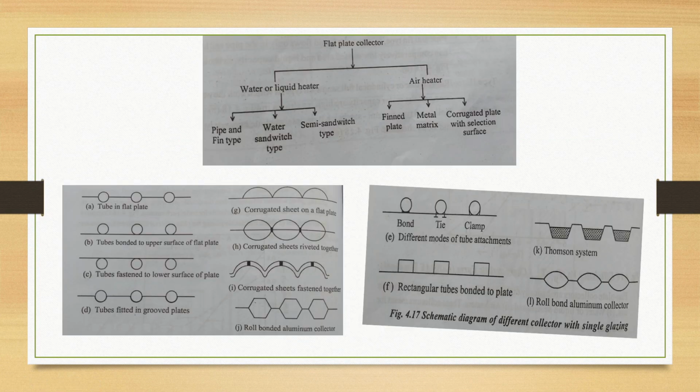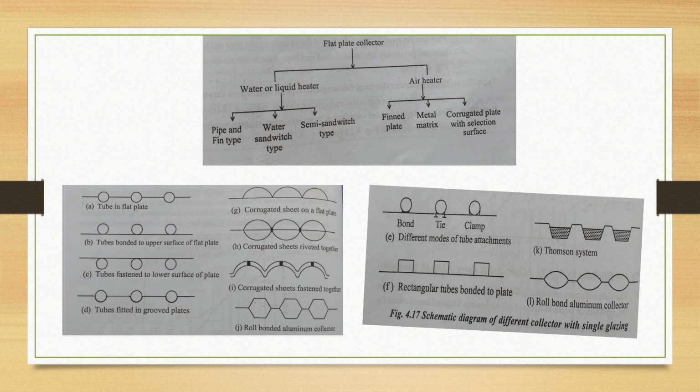Next, moving on to the types of the flat plate collector. As I said before, it has two types, that is the liquid heater first, and next one is the air heater. In the liquid or water heater, there are three types: pipe and fin type, water sandwich, and semi sandwich type. When coming to the air heater, it has fin plate, metal matrix, and corrugated plate with a selective surface.